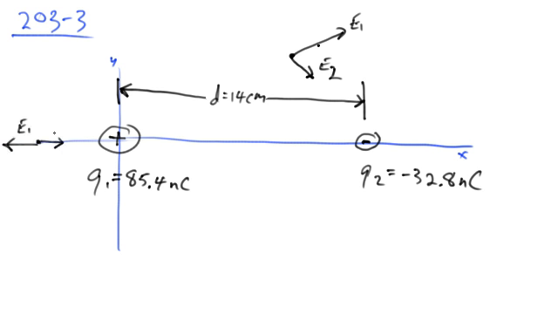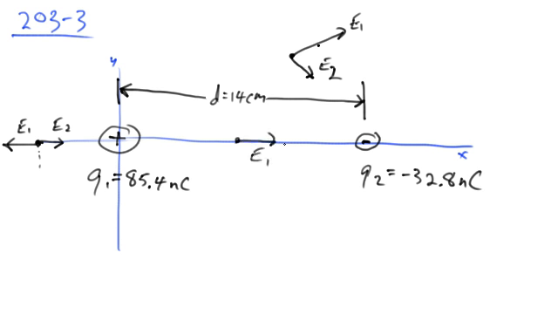In between, E1 is going to be, as always, away from Q1, and E2, at that same point in space, is going to be toward, as always, the negatively charged particle. These two are both in the same direction, so there's no way the two of them are ever going to add up to 0 over there.